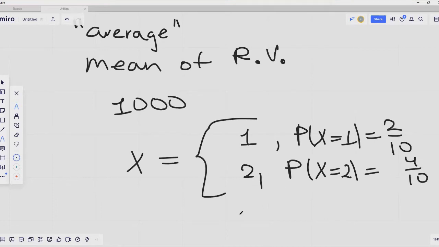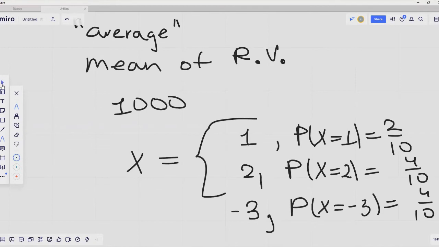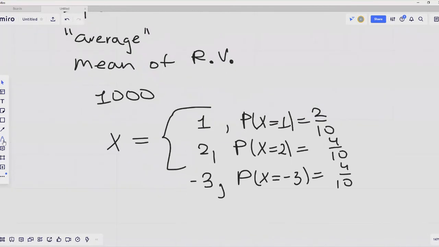And let's assume that you are going to lose $3. So you are going to lose $3 with a probability of 4 over 10. Now, we would like to ask ourselves a question. What is the amount of money that we should expect to win or lose on average if we play this game a single time?